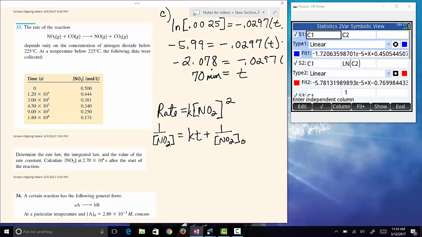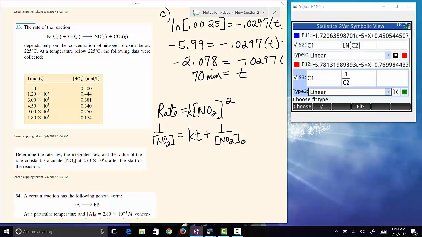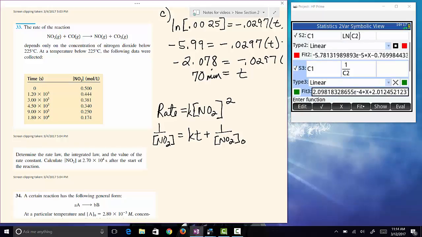And then my K value, I'll go back to my symbolic view and down to the second order plot. And that is showing me that the slope is 2.098 times 10 to the minus 4. And then because it is second order, I'm going to have molarity to the minus 1 and seconds to the minus 1 as my unit for my K.